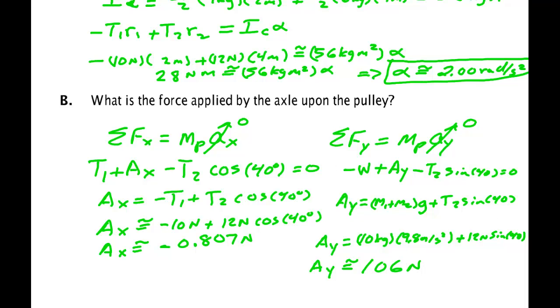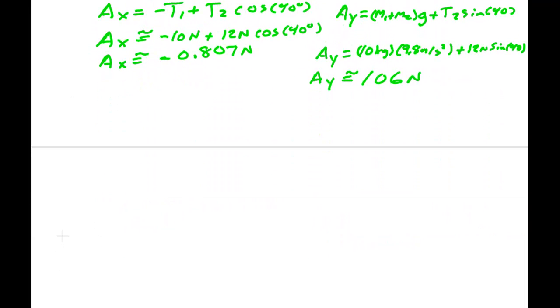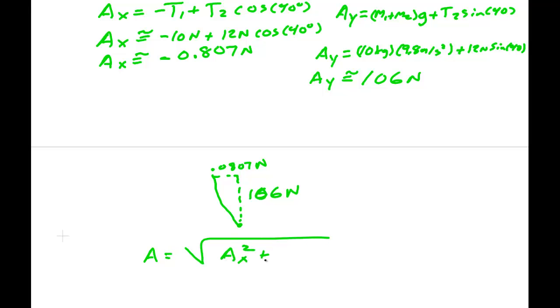Now what does that mean? It means that the axle, if we draw this axle here, this force has got 106 newtons that way and 0.807 newtons that way. So of course the value should be the square root of AX squared plus AY squared, but this is so much bigger that the magnitude is just about approximately AY, which is approximately 106 newtons.